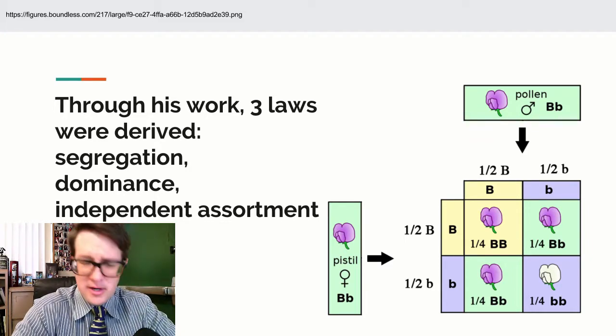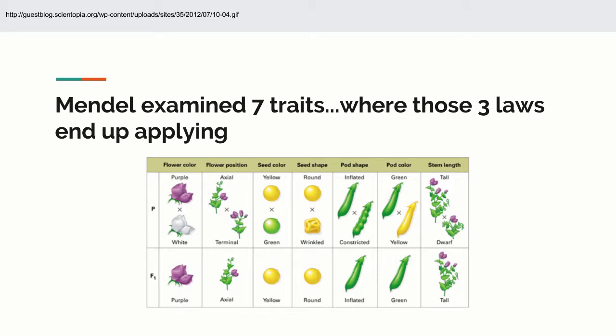The last one, which is independent assortment, deals with what he looked at. Turns out he looked at 7 different traits. So flower color, where the flowers were, the seed color, if the seeds are smooth or wrinkled, the pod shape, the pod color, and how tall these things were. He looked at all of those traits. And what he noticed was how one was passed on didn't get paired up with another, meaning you could have a purple axial flower, but you could also have a purple terminal flower. You could have a white axial flower and a white terminal flower. It didn't pair up. You could separate all the traits apart, and we call that independent assortment.